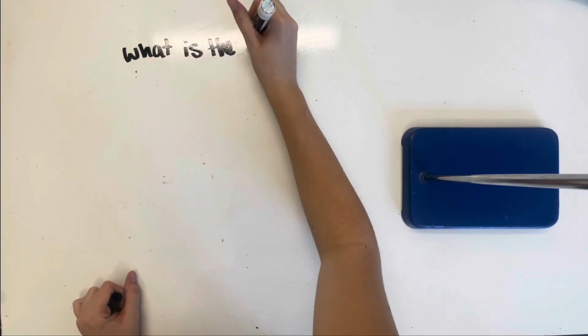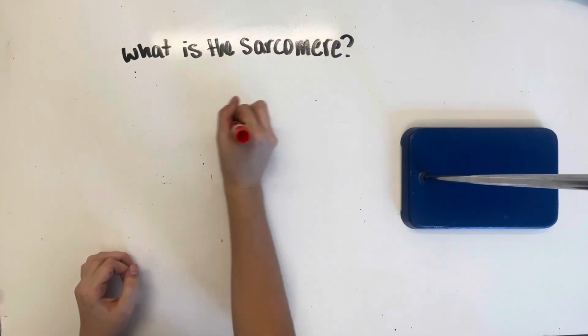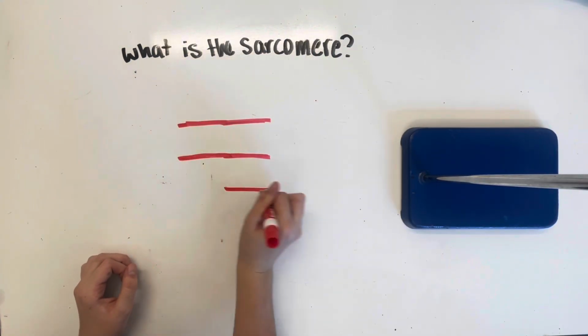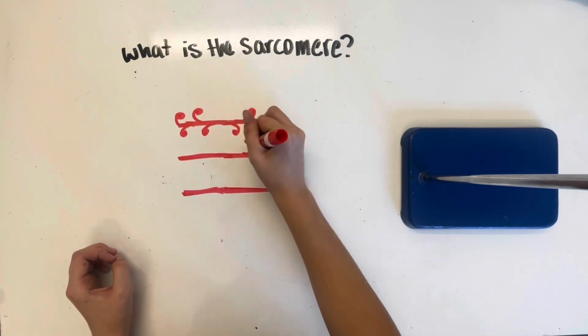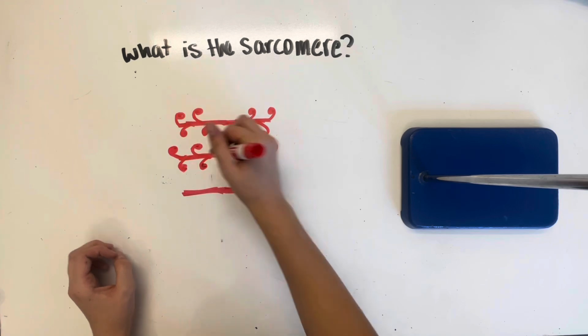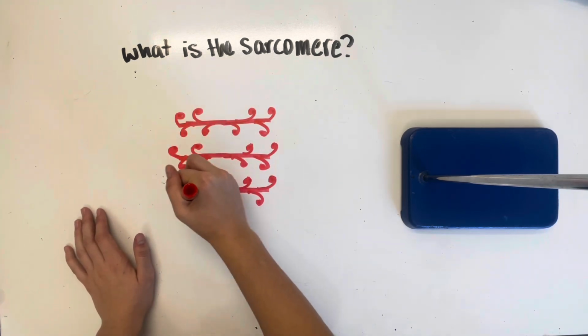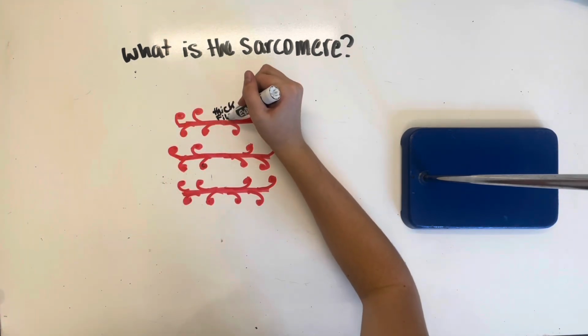What are muscle fibers made up of? Well, they're made up of sections called sarcomeres. The sarcomere has many different parts, starting with the thick filaments, which are made up of the protein myosin and have many myosin heads, as you can see here.